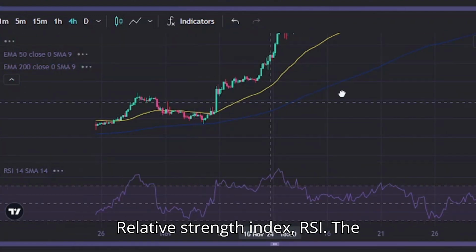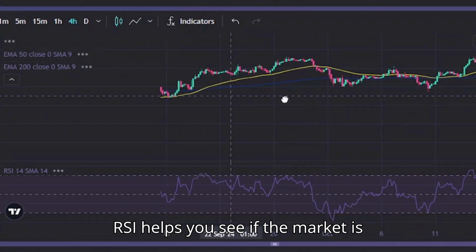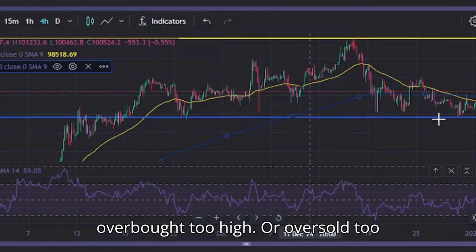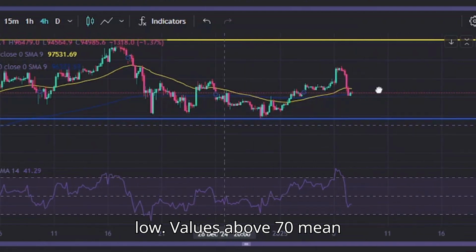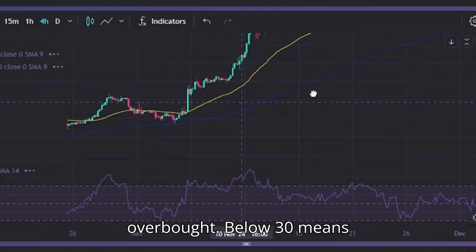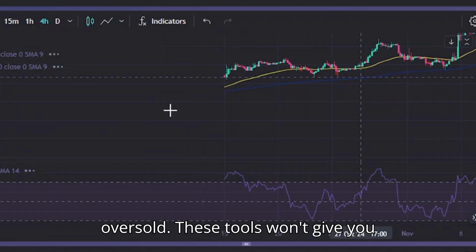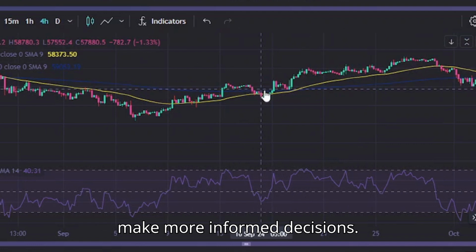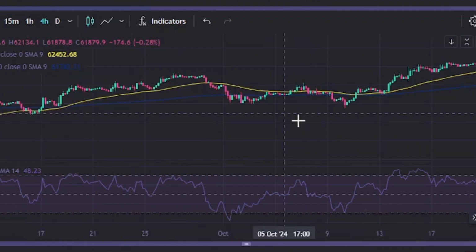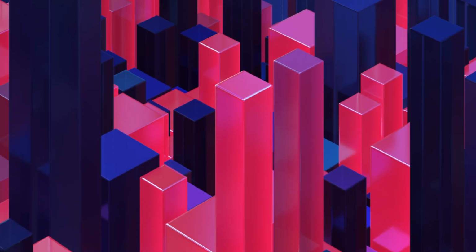Relative Strength Index, RSI. The RSI helps you see if the market is overbought, too high, or oversold, too low. Values above 70 mean overbought. Below 30 means oversold. These tools won't give you perfect answers, but they'll help you make more informed decisions.